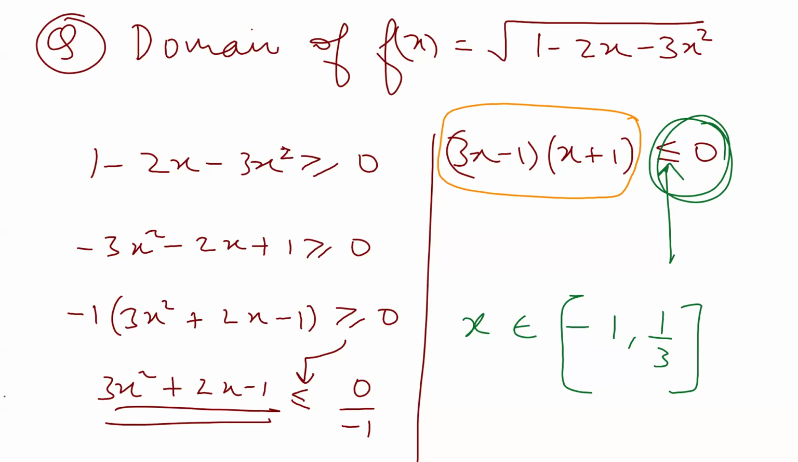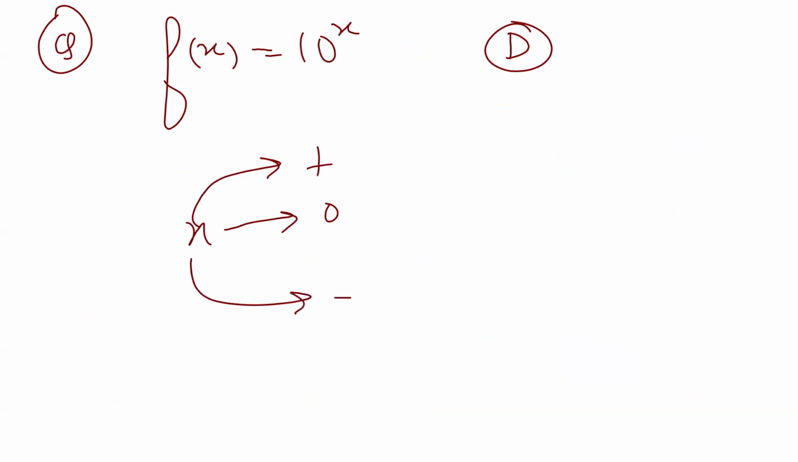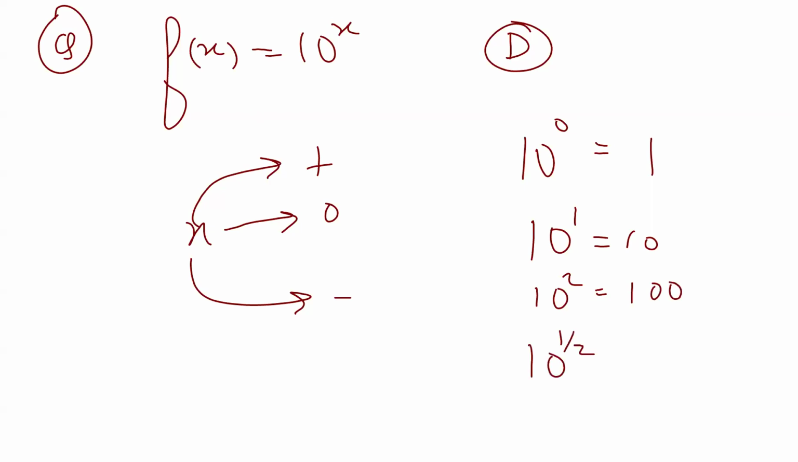So that was one of the questions. Let's go to the next problem. F of x is equal to 10 raised to x. We need to find out the domain. They're asking you the domain only for this particular problem. Now x can be 0, x can be any positive value, x can be any negative value. So 10 raised to 0 is 1, 10 raised to any positive value. So let's say 10 raised to 1 is 10, 10 raised to 2, it's 100. Okay, 10 raised to half, it's root 10. So we are getting the answers, right?